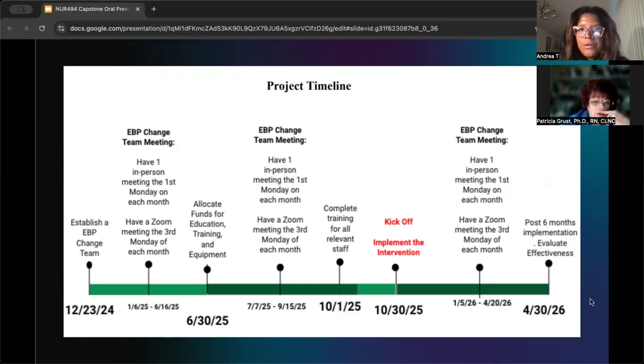By June 30, 2025, the evidence-based practice change team will have allocated all necessary funds for staff education and training, along with the relevant equipment required for the intervention. All training is expected to be completed by October 1st, 2025, and the intervention will be fully implemented across all units within the organization by October 25, 2025. The team will continue to meet monthly and, 6 months after the implementation, will assess the intervention's effectiveness.